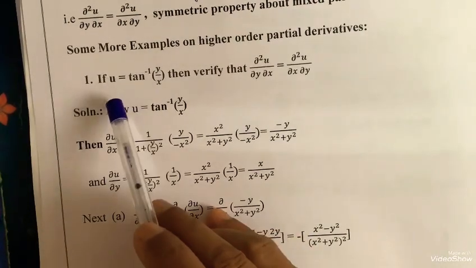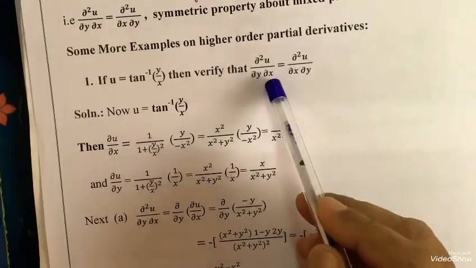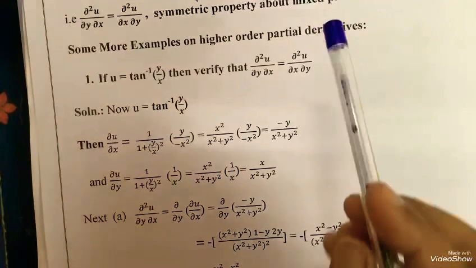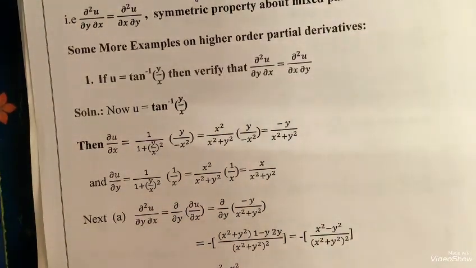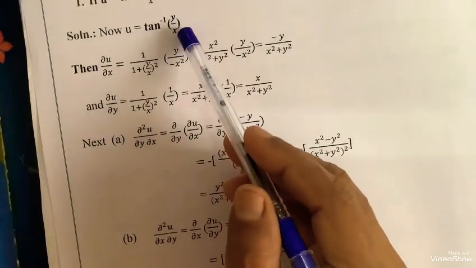If u is tan inverse of y by x, then verify that dou square u upon dou y dou x is dou square u upon dou x dou y. The same theorem is asked to be verified now. Sometimes they will give an example and ask you to verify, so I have taken this example. So now u is tan inverse of y by x.